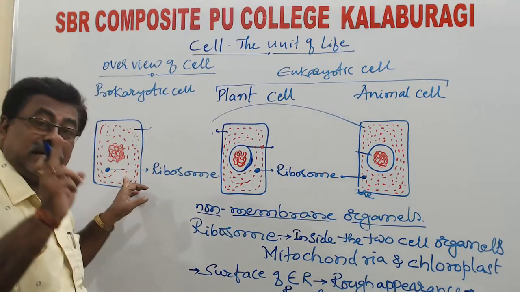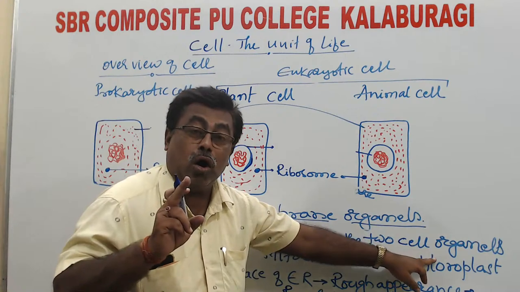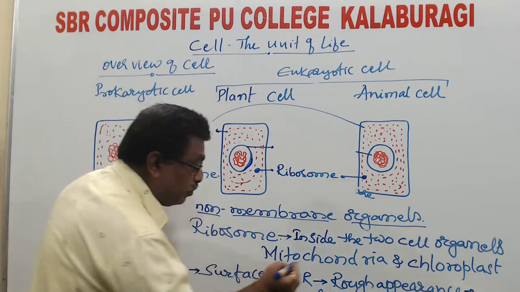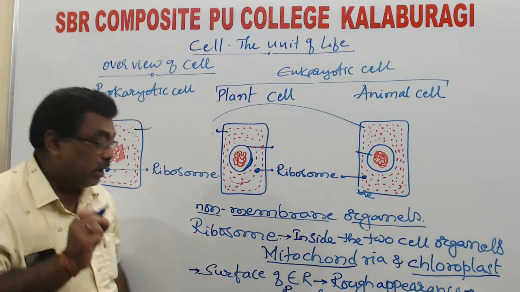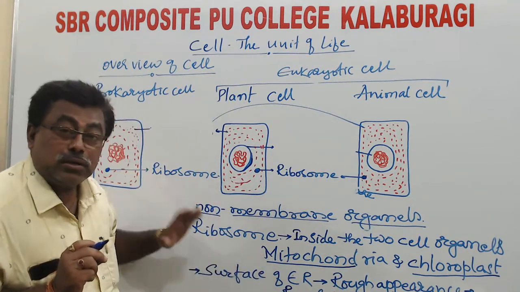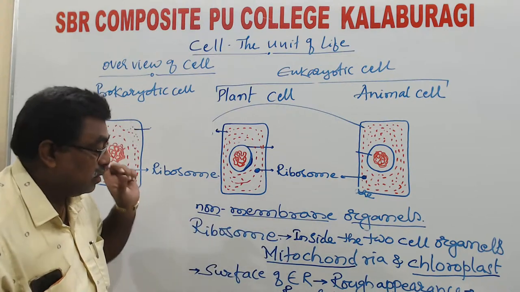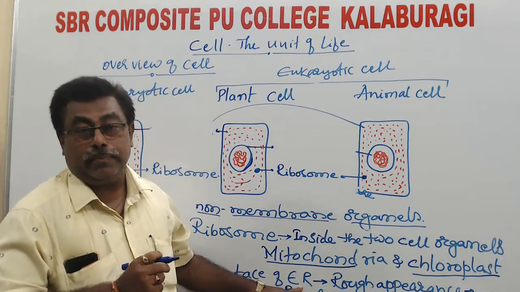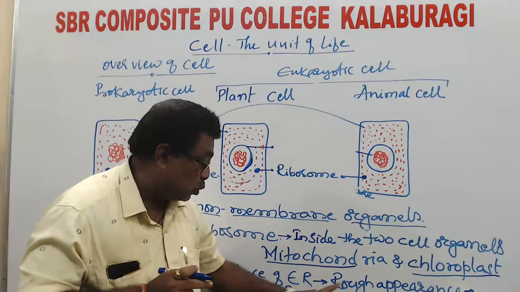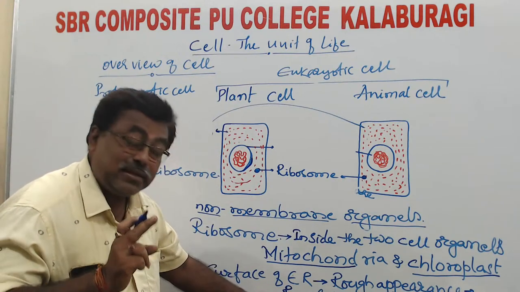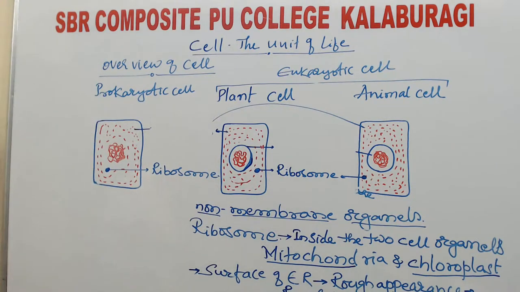Ribosome is present in both the prokaryotic cell as well as the eukaryotic cell. It is usually present in the cytoplasm of a cell. Along with this, the ribosomes are present inside the cell organelles called mitochondria and chloroplast. Whereas on the surface of the endoplasmic reticulum, the ribosomes give a rough appearance, so it is called rough endoplasmic reticulum. Okay, so this is one thing. The next one is in the same.